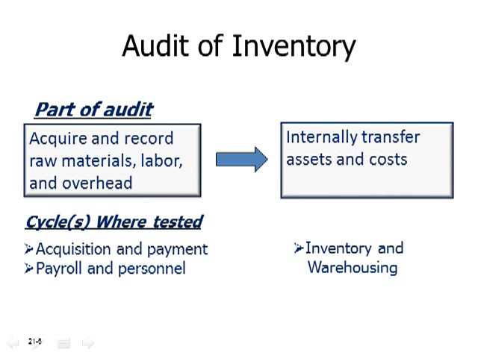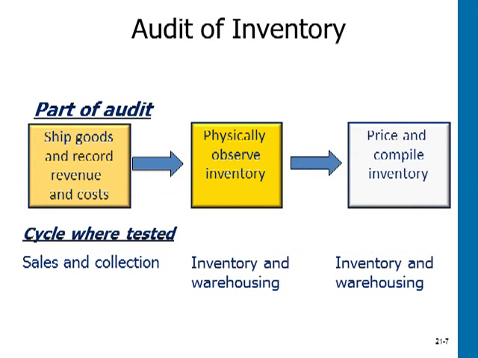Internal transfers of inventory include the 4th and 5th functions. Clients account for these activities in the cost accounting records. So recording shipments and related costs is the last function shown. Since it is part of the sales and collection cycle, auditors obtain an understanding and test controls over recording shipments as part of auditing that cycle.